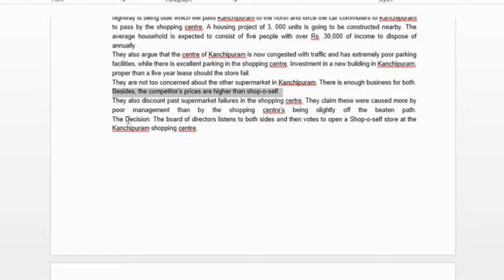அப்புறம் ஃபைனலா த போர்ட் டெசிஷன். The board of directors listened to both sides and then votes to open a shopper shelf store in the Kanchipuram. So இதெல்லாம் பார்க்கும்போது அவங்களுக்கு பொட்டன்ஷியல் இருக்கு. So they want to grow. ஆல்ரெடி பிஸ்னஸ் நல்லா டெவலப் பண்ணிட்டு இருக்காங்க. அதனால ஓப்பன் பண்றதுக்கு they have decided to open a store. இதான் crux of the passage. இதான் அந்த பேசேஜில் கொடுத்துருக்காங்க.